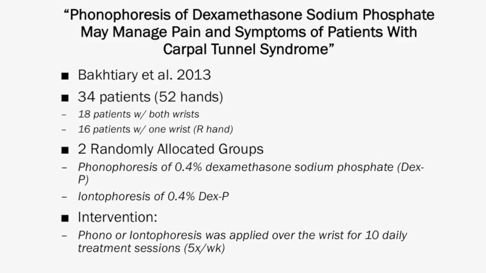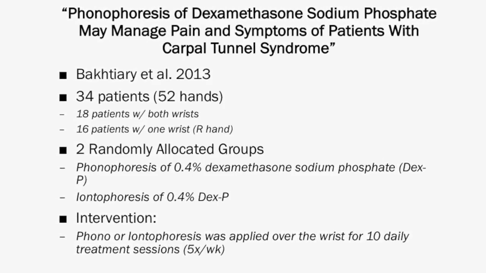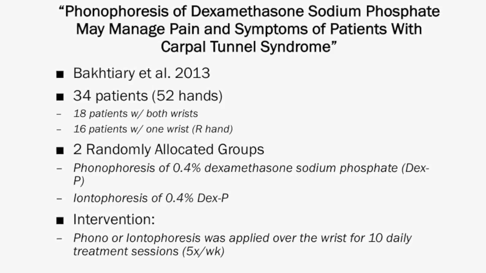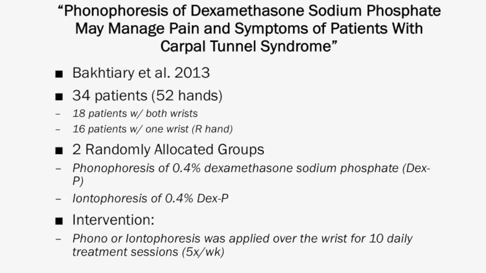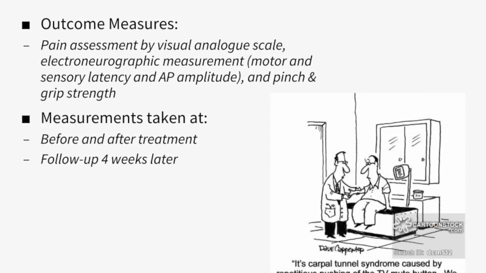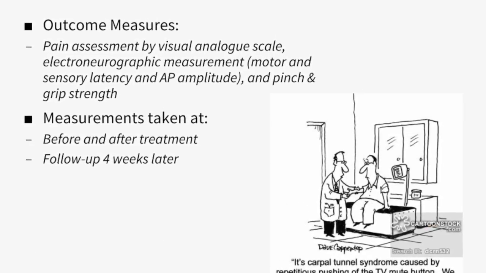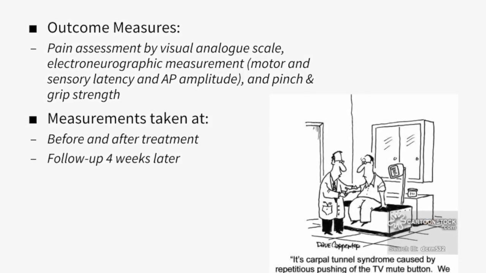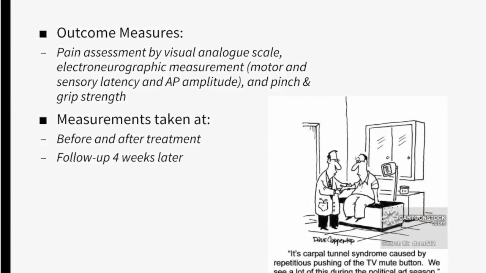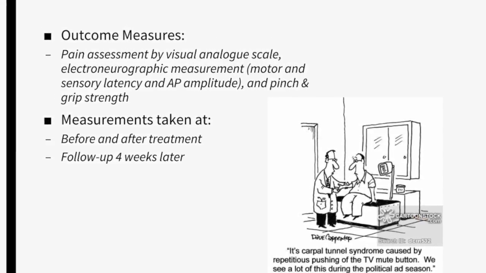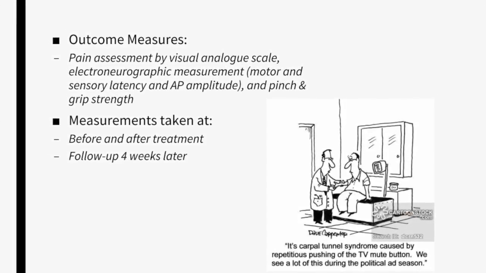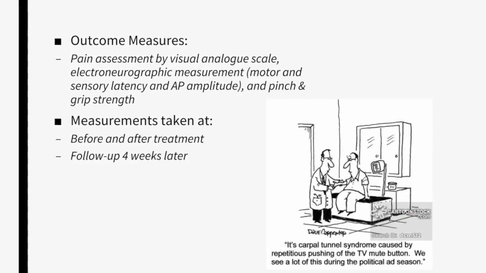These patients were then randomly allocated to two different groups. One group received phonophoresis of 0.4% dexamethasone sodium phosphate, otherwise known as DexP, and the other group received iontophoresis with the same prescription of DexP. The outcome measures assessed included pain assessment by the visual analog scale, electroneurographic measurement to record both motor and sensory latency and motor and sensory action potential amplitude, and pinch and grip strength. These outcome measures were recorded before treatment began, at the conclusion of treatment at 2 weeks, and at a 4-week follow-up.